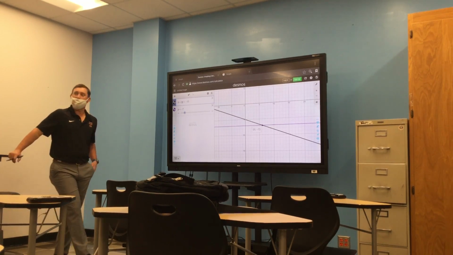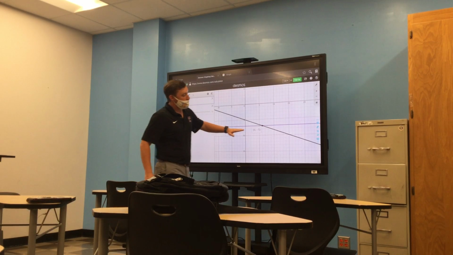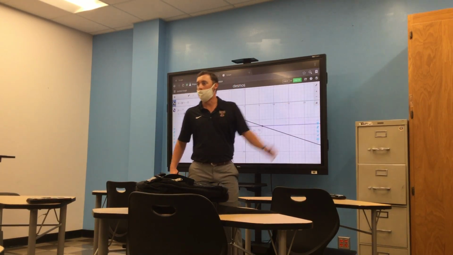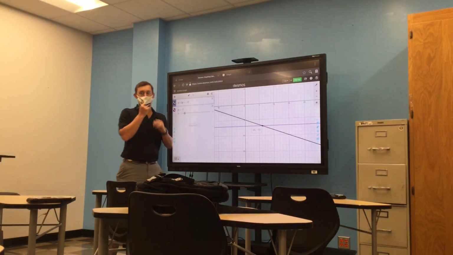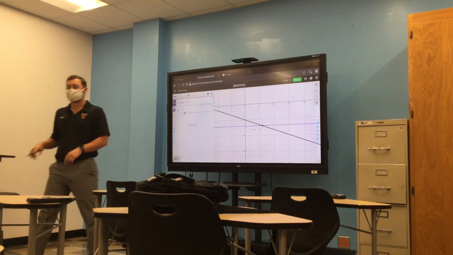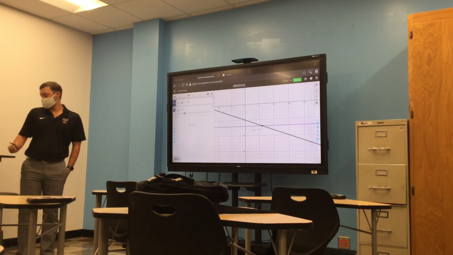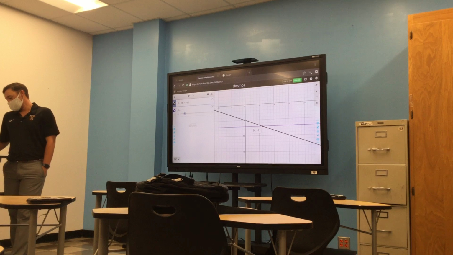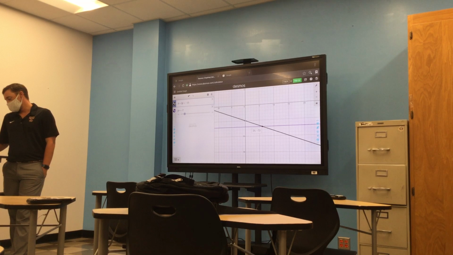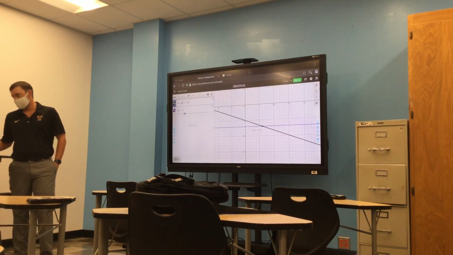Notice that this y is equal to negative 7 is a horizontal line. It's going at negative 7 the whole time. So you need to be graphing this on your paper. I'm going to bump it down to 45 seconds because I think a minute's too much. All right, so 45 seconds.